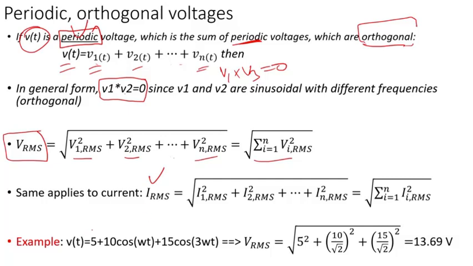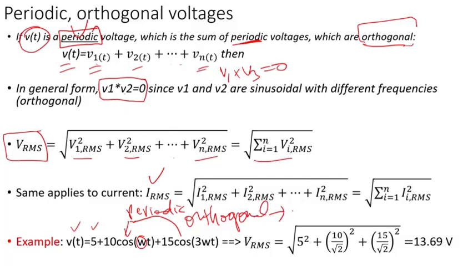So here's a quick example. I have a voltage that's 5 plus 10 times cosine omega t plus 15 times cosine 3 omega t. Now, we know cosine is periodic, so that's one check. We know cosine omega t times cosine 3 omega t, the two signals are orthogonal.